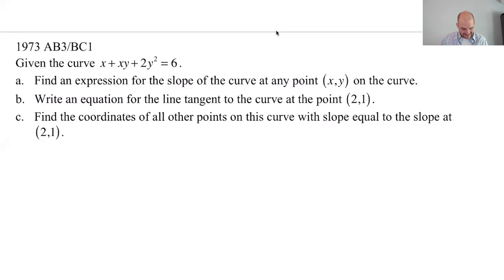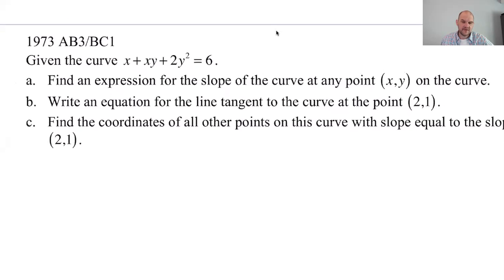All right, we're gonna be doing 1973 AB3/BC1. So this was an old free response question that was on both the AB and BC exams. That's still actually pretty common. There's usually like 3 per year that are on both tests, I guess.